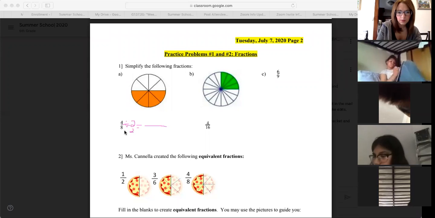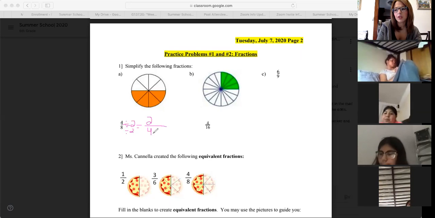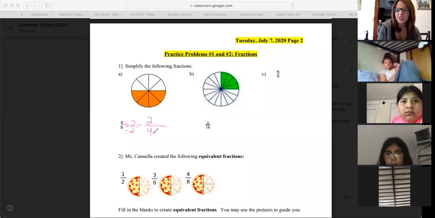4 divided by 2 is 2, and 8 divided by 2 is 4. Okay, but Leilani, can I make 2/4 smaller? Can I break that down again? Can I simplify? Yes. What can I divide both 2 and 4 by? What number goes in evenly?